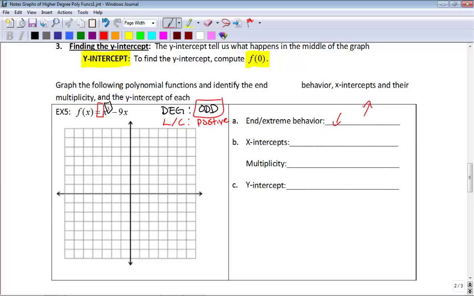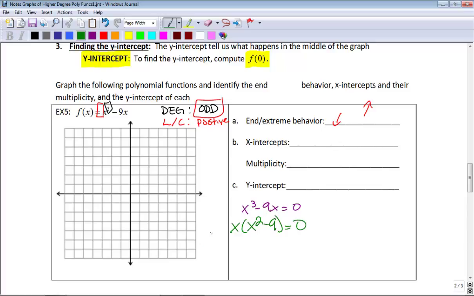Second, find your x-intercepts. Right, how do I find the x-intercepts? You take your function. My function happens to be x cubed minus 9x. You set it equal to 0, and you solve for x. Well, how do I solve x cubed minus 9x? Well, the first thing I need to do is probably factor. So can I factor this? Well, there's 2 terms, and they have a GCF of x. So if I factor out my x, I'm left with x squared minus 9 equals 0.